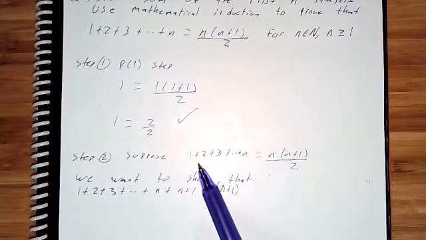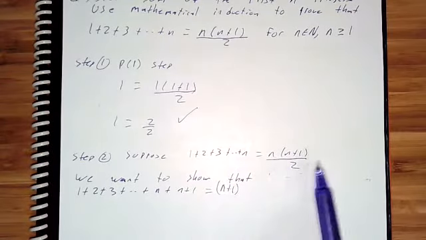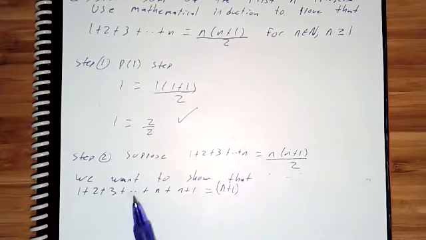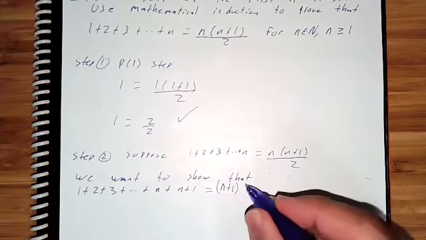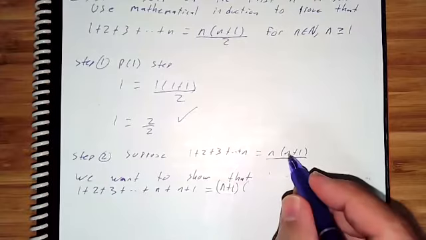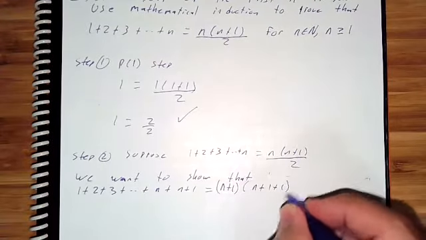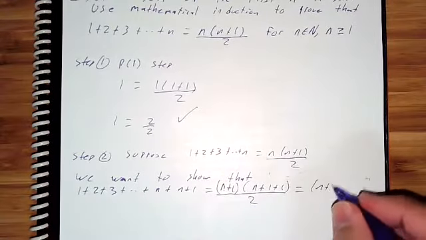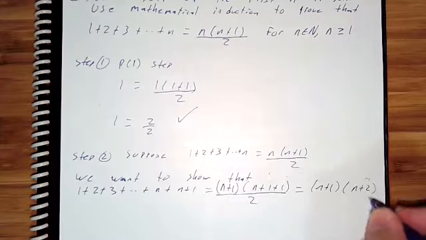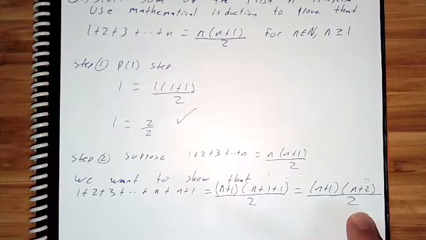So we're assuming this is true, right? That's what the inductive step does. Using this, we're going to try to prove that it is true with 1 more term. So the next term, right? n plus 1. So that'll be n plus 1 over 2, which is the same as n plus 1 times n plus 2. So show that this is equal to this, right?